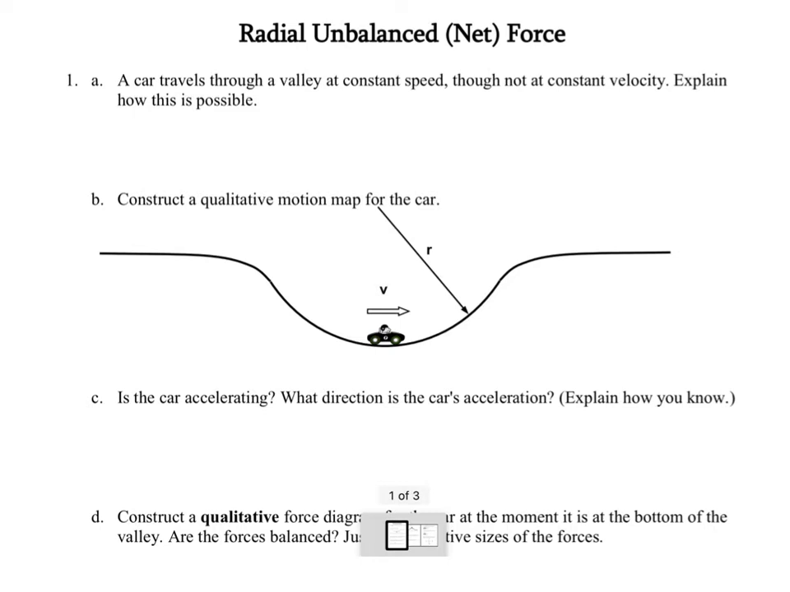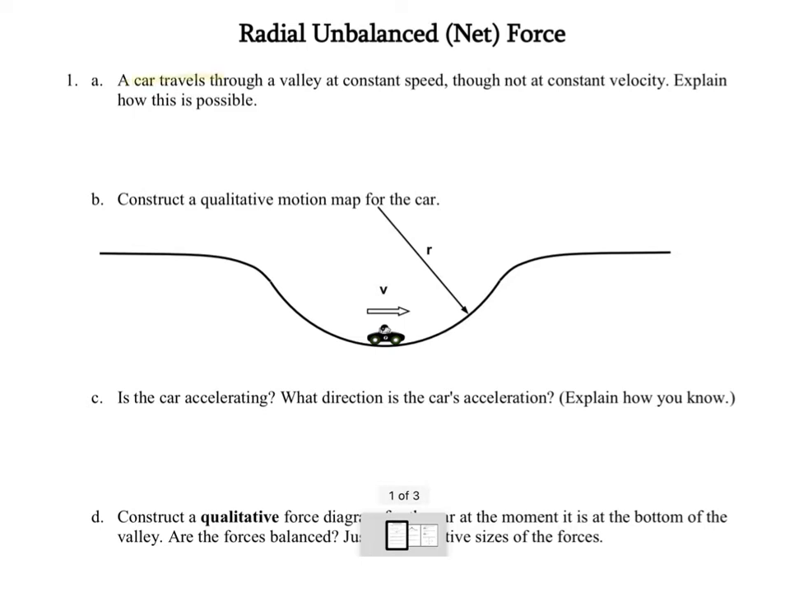A couple of problems here have cars going through a valley and then the top of a hill, but basically it's circular motion. We're going to try to figure out what forces are acting on the car based on what we know about the unbalanced force, speed, and the radius of the turn, and how they affect the unbalanced force in circular motion. So it says a car travels through a valley at constant speed.